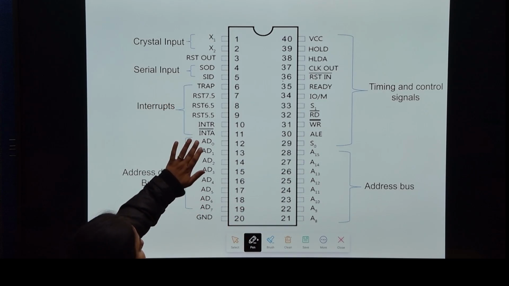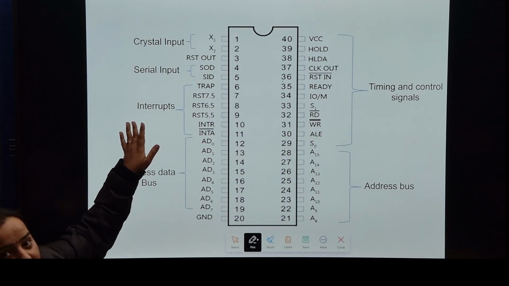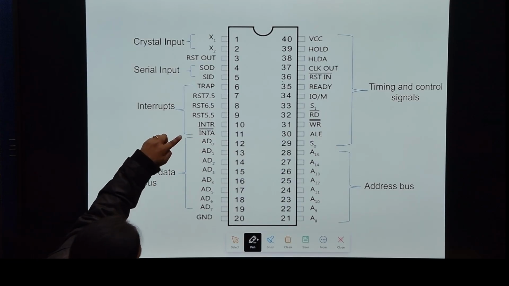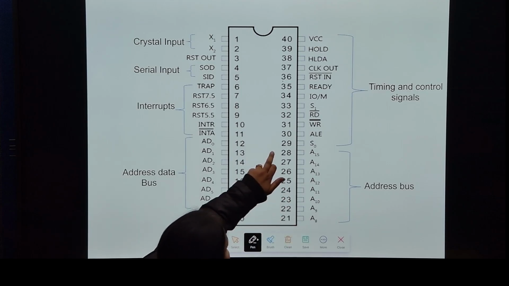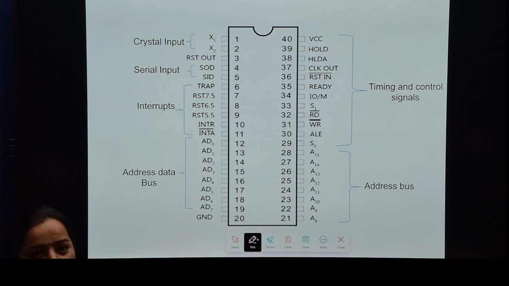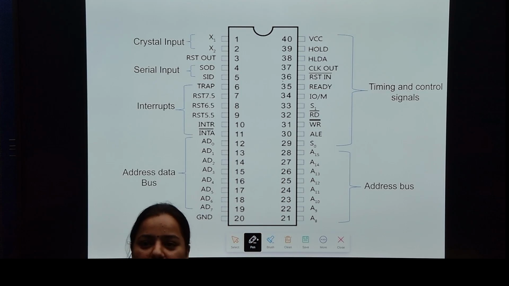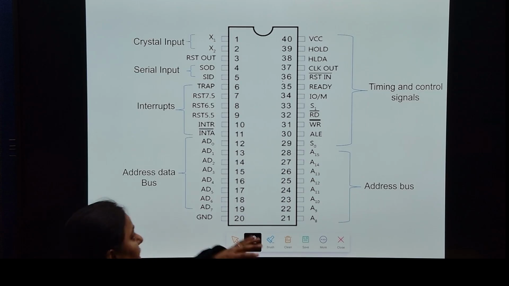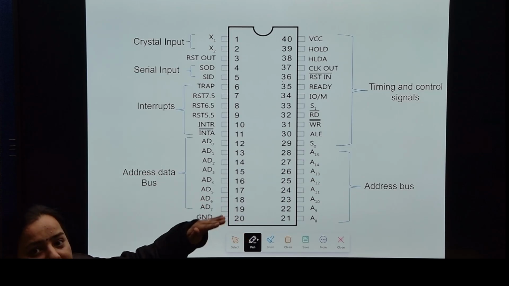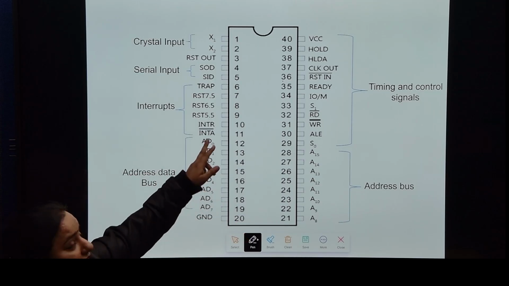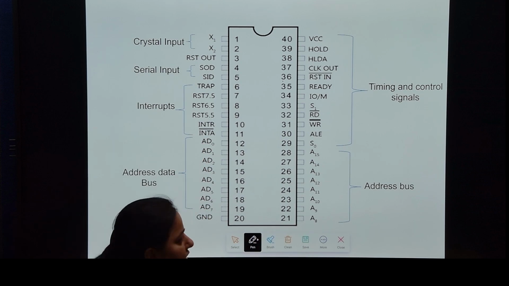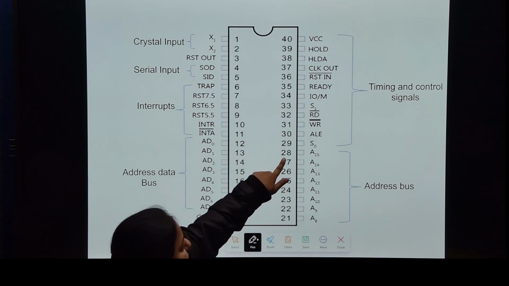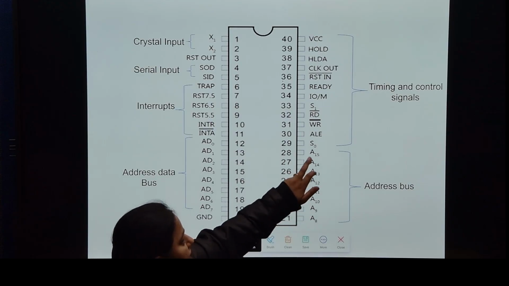Pin number 6 to pin number 11 are the interrupt pins. Then pin number 12 to pin number 19 and pin number 21 to 28. As I said, the address bus is 16-bit. The lower address lines are multiplexed with the data lines, so these are AD0 to AD7, and the upper lines are not multiplexed. These are pins 21 to 28, A8 to A15.